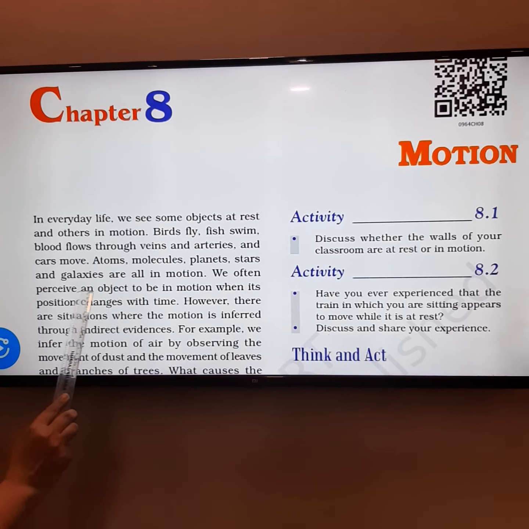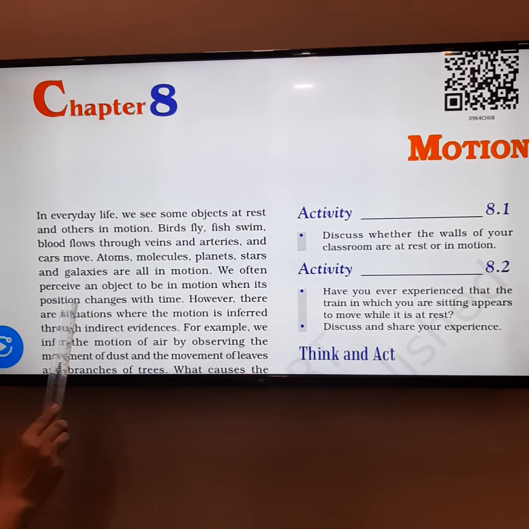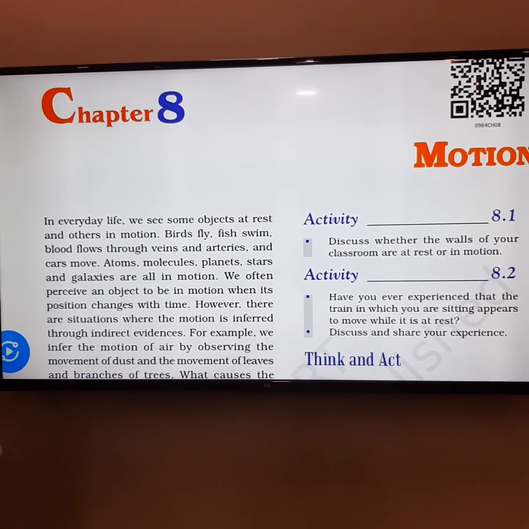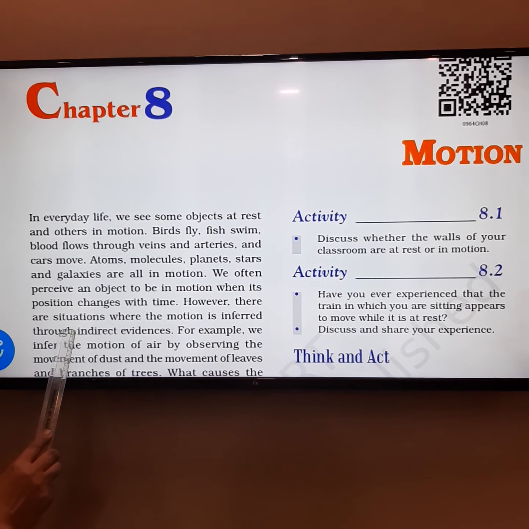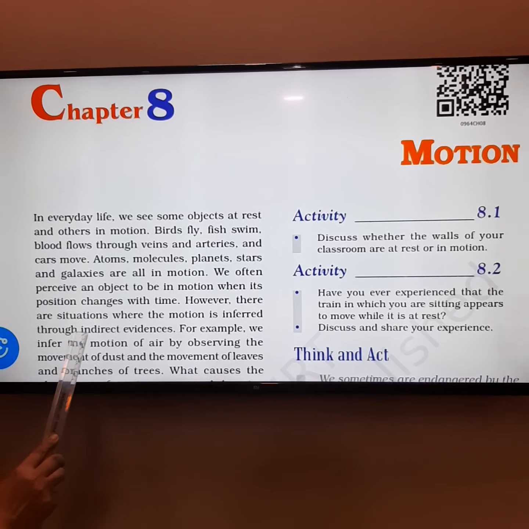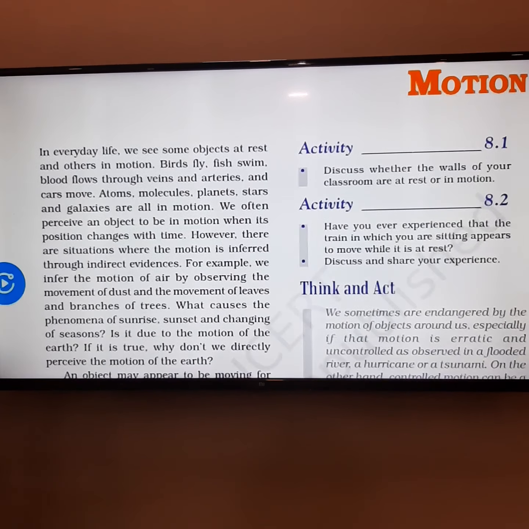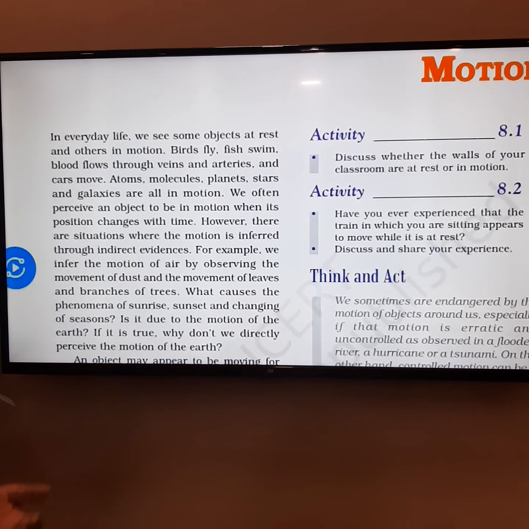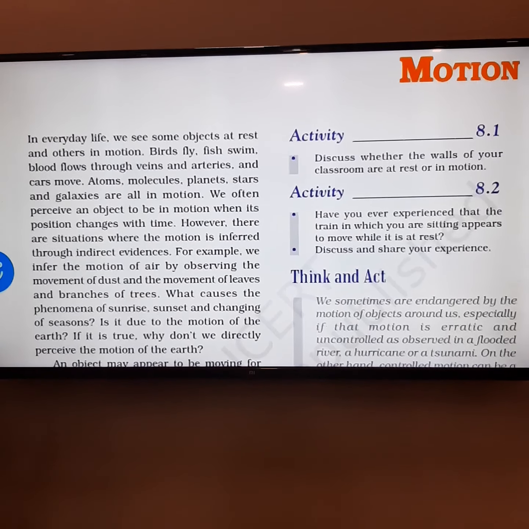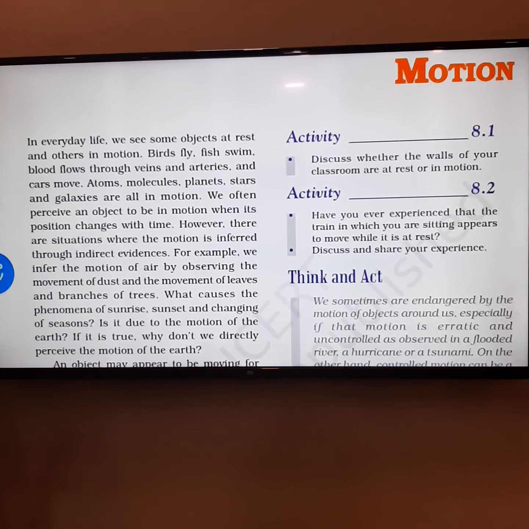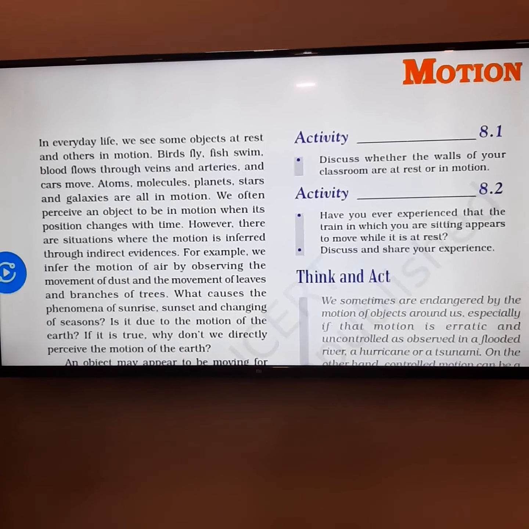We often perceive an object to be in motion when its position changes with time. This is the definition of motion. However, there are situations where the motion is inferred through indirect evidences. For example, we cannot see the wind blowing. We can only assume that the wind is blowing when we see the leaves of the trees moving.